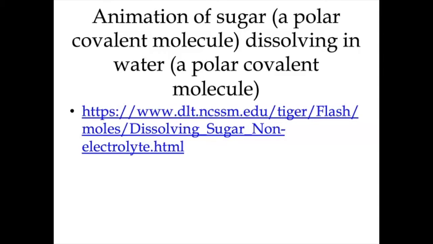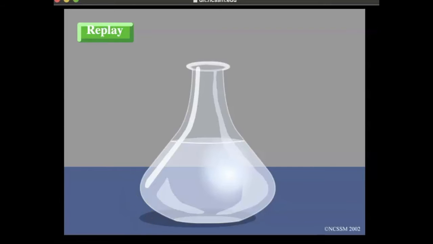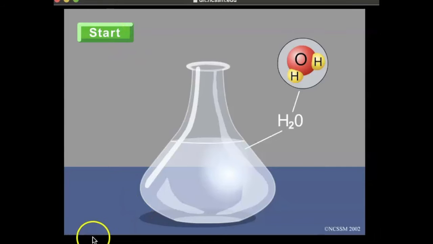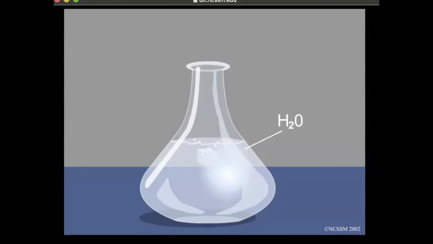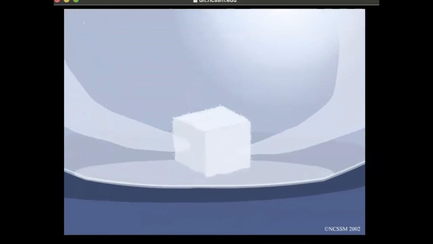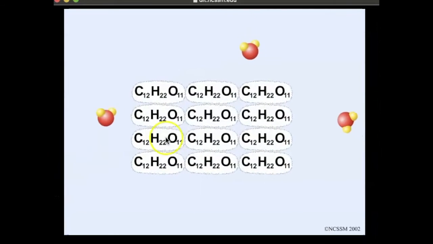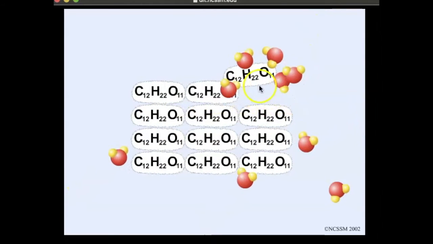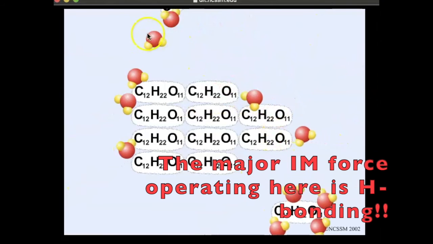This next animation, you'll notice a couple of differences. This is going to be sugar, which is a polar covalent molecule, dissolving in water, which is itself, as we talked about, a polar covalent molecule. But you'll notice a couple of differences between this and what we saw for the ionic compound dissolving. So macroscopically to our eyes, this is what we're going to observe, right? When sugar dissolves, it's going to look to our eyes the same macroscopically. But when you really zoom in, you'll notice one big difference: the molecule itself stays together as it gets carried away.